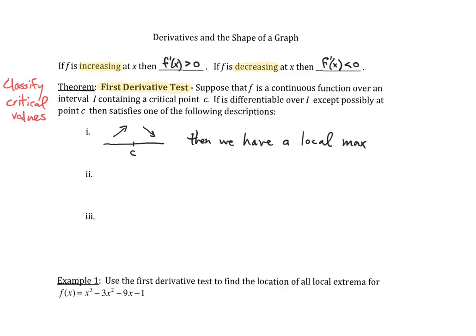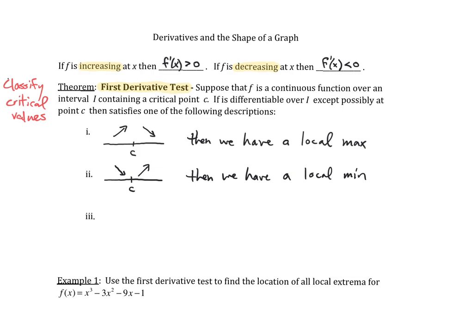Similarly, if I draw another little line over here, I put my critical value c down, and then it's decreasing on the left of the critical value, and then it increases to the right of the critical value. In this scenario, we have a local minimum. So these are the first two cases of the first derivative test.